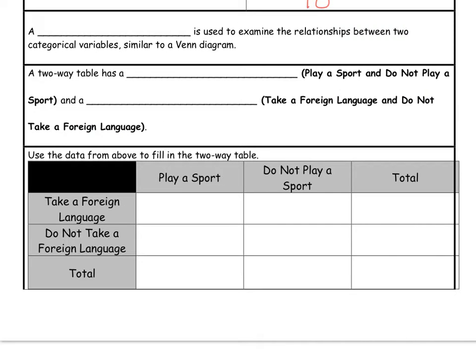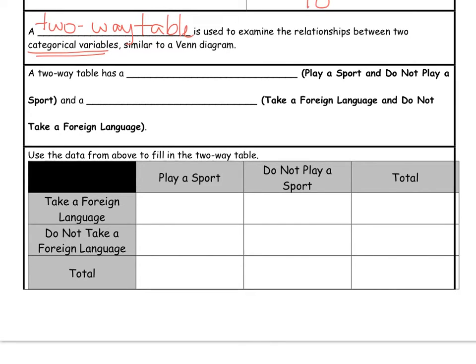So another way to display that data in the Venn diagram is to make a two-way table. A two-way table is used to examine the relationships between two categorical variables, and it's similar to a Venn diagram. And remember, a categorical variable means that whatever data we're taking we can put into a category, unlike a numerical variable, where we can find the average. So we're saying, what are the two categories? You play a sport or you take a foreign language. Those are the two categories.